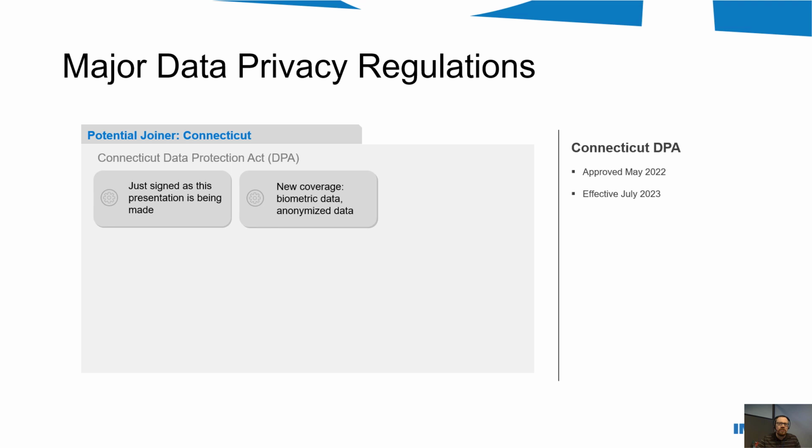And when I said there was a little bit of a hanger-on, as of this writing right now, there's a potential joiner, the Connecticut DPA, Data Protection Act. This is something that's augmenting an existing law that they have, but it's explicitly adding cyber data types. The reason I'm calling this one out is because they're now including biometric data and anonymized data. So biometric, of course, being Face ID, fingerprint, that kind of thing.